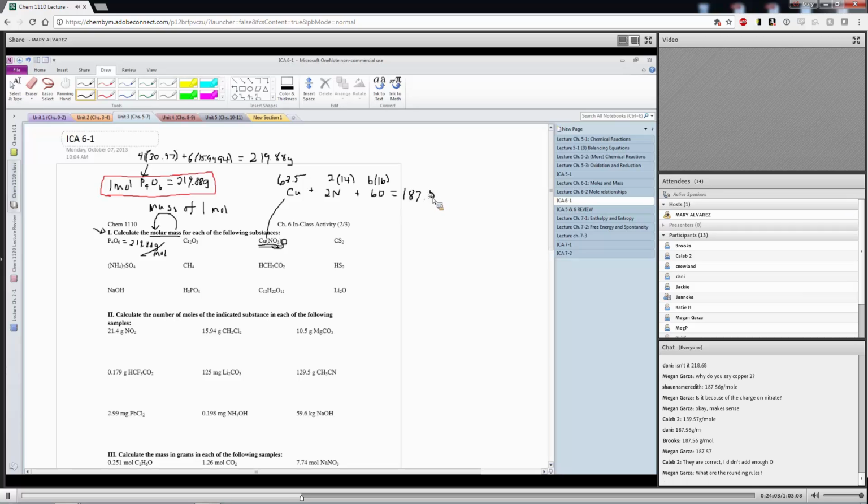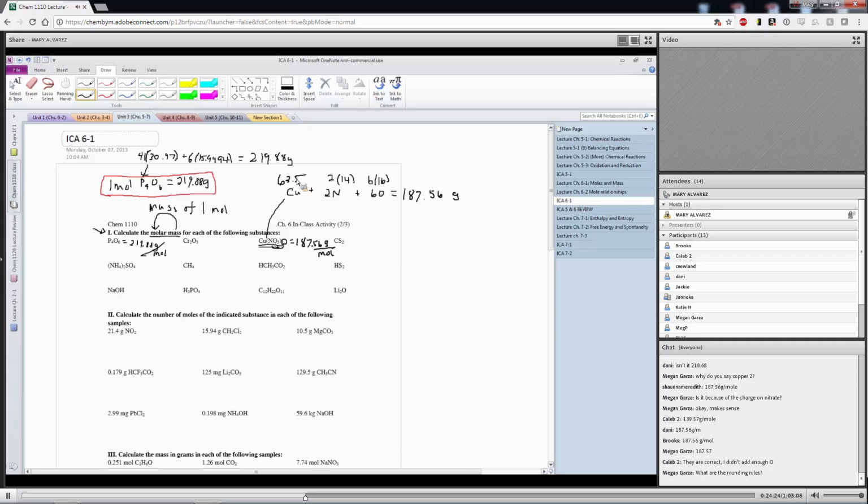187.56 or 57 grams. Okay, so this is then going to be 187.56 grams per mole. Perfect.